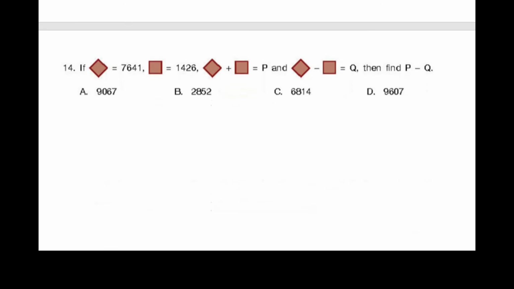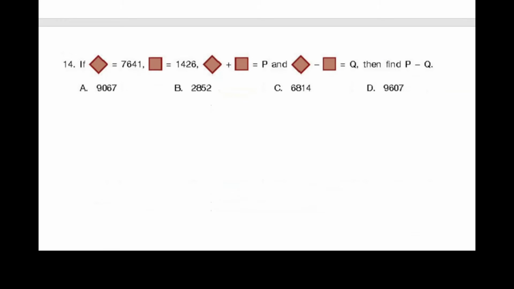Now let's switch to question number 14. Question number 14 says a rhombus has the value 7,641. A square has the value 1,426. Rhombus plus square is P. So P is nothing but 7,641 plus 1,426. If we add them up, we will get 9,067. Now, Q is rhombus minus square.